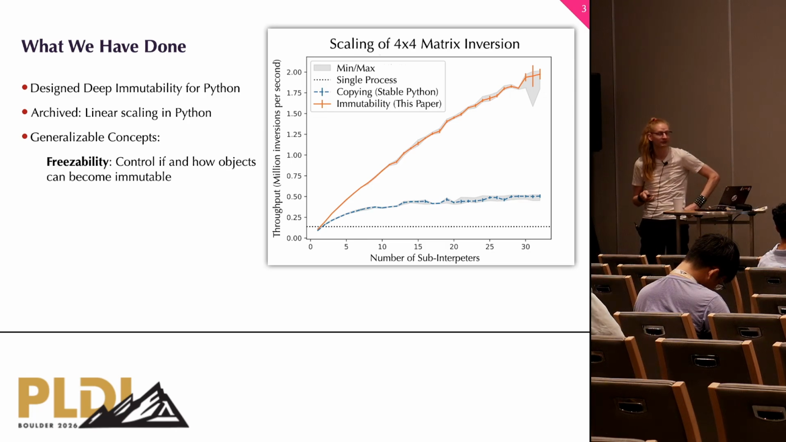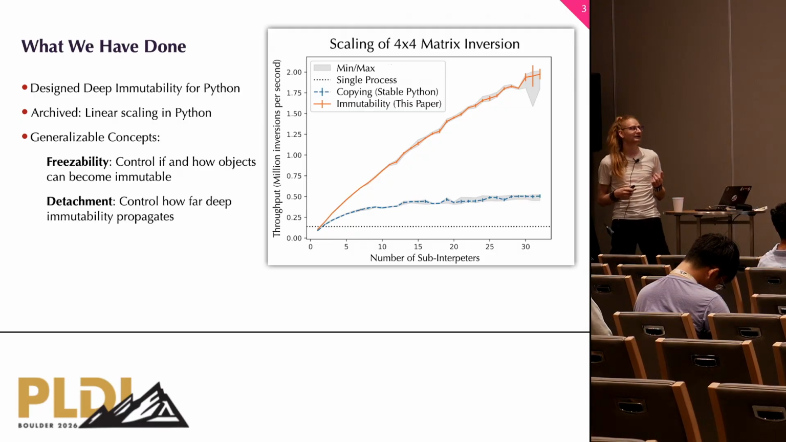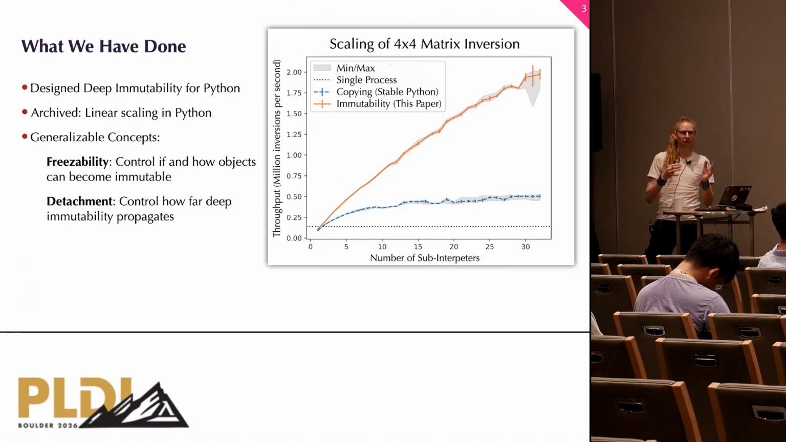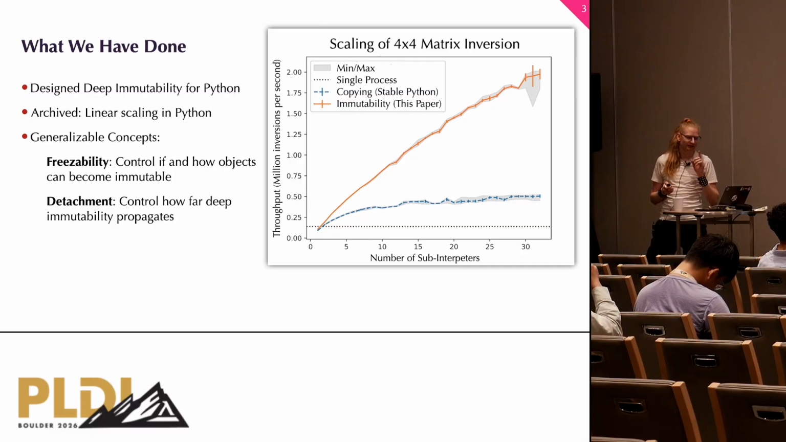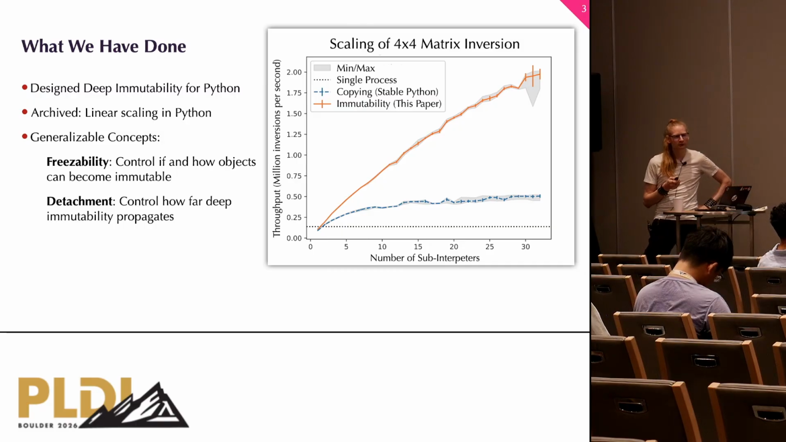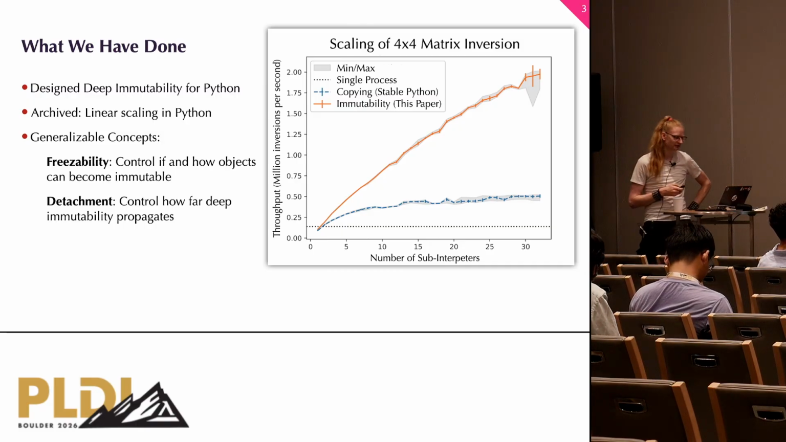And we've also found generalizable concepts. So if you, in your language, want to add dynamically checked deep immutability, these will be super interesting to you. This is, for one, feasibility. This is a way to control if and how objects can become immutable. And detachment, a way to control and prevent immutability from propagating too far. Now, some of you looking at the graph may wonder, isn't Python non-concurrent? Isn't that what a lot of discussions are currently about?